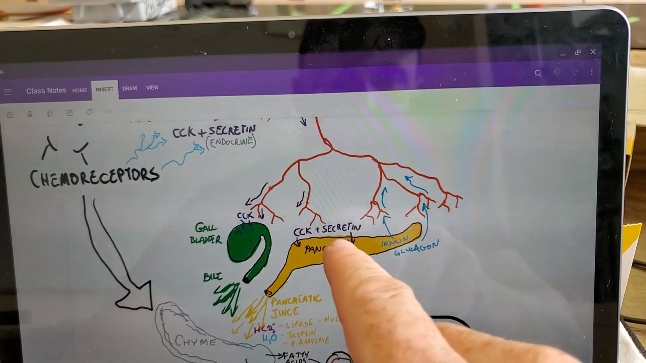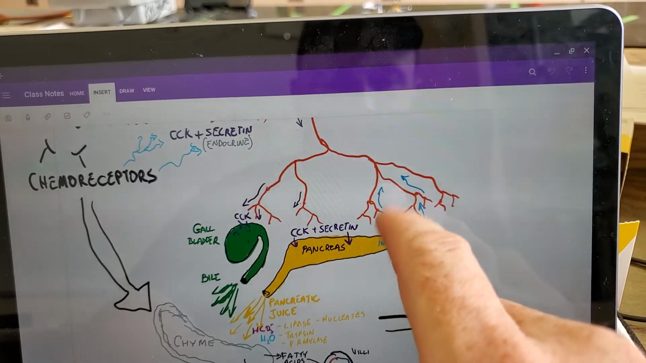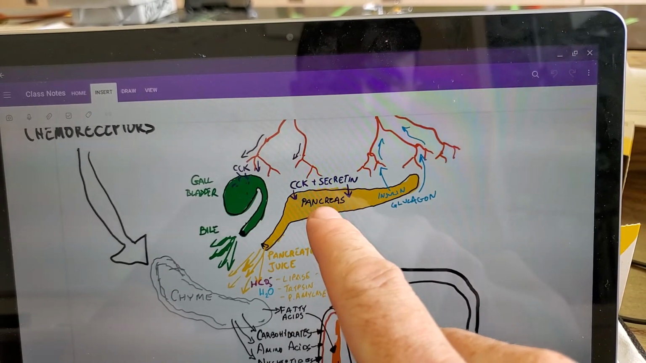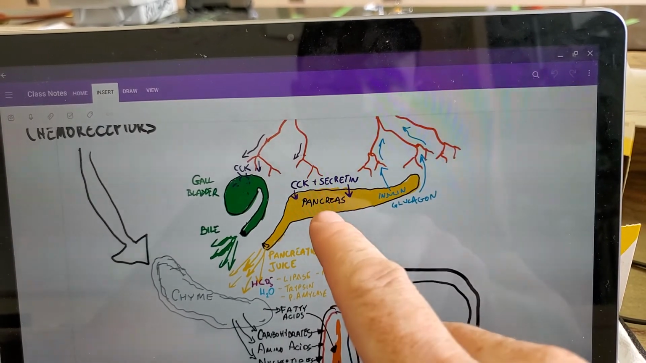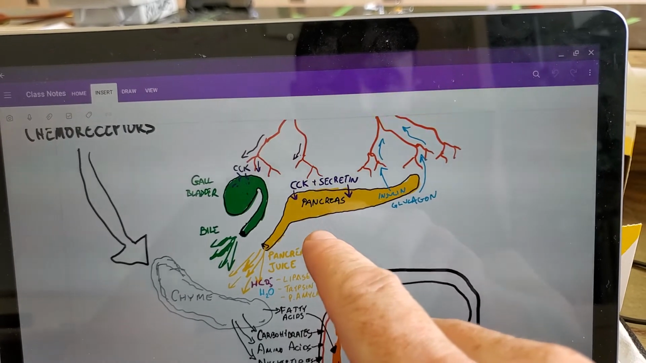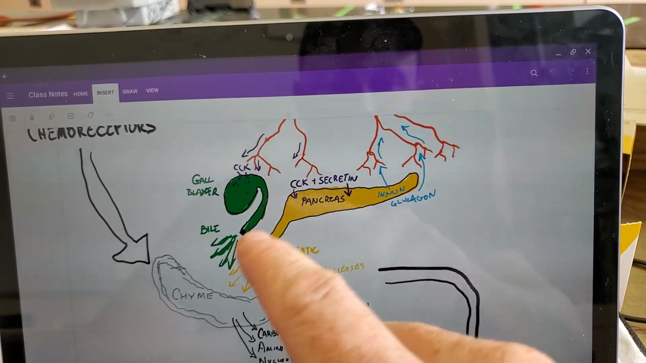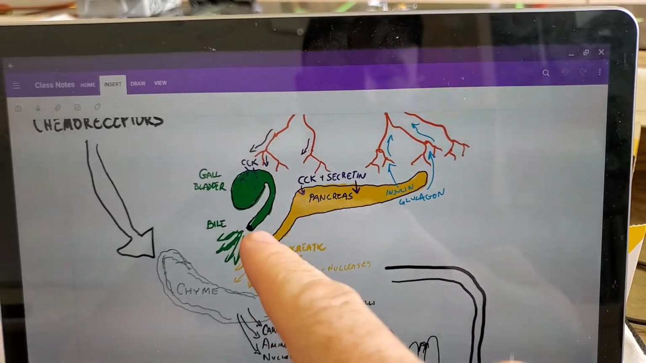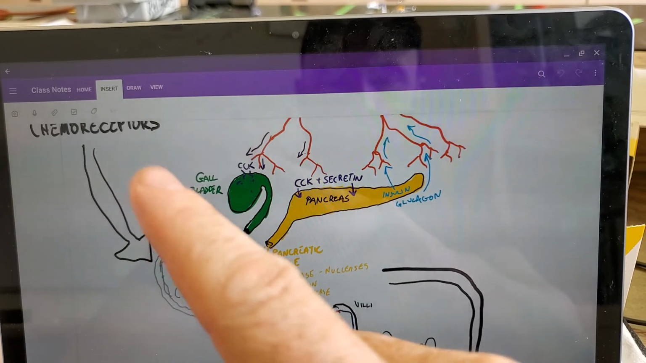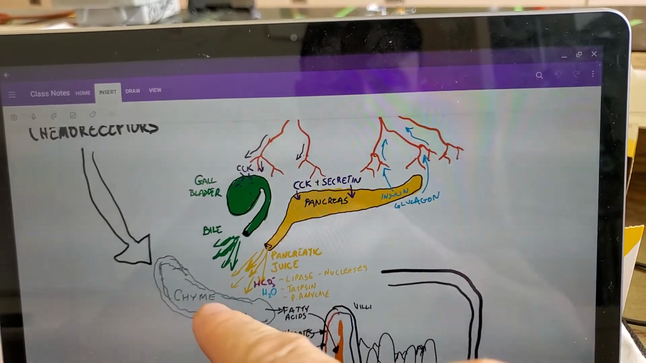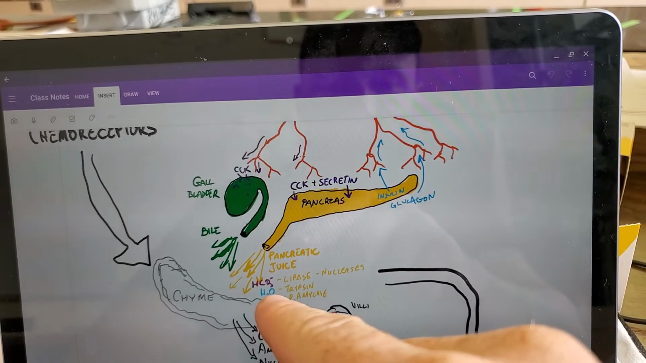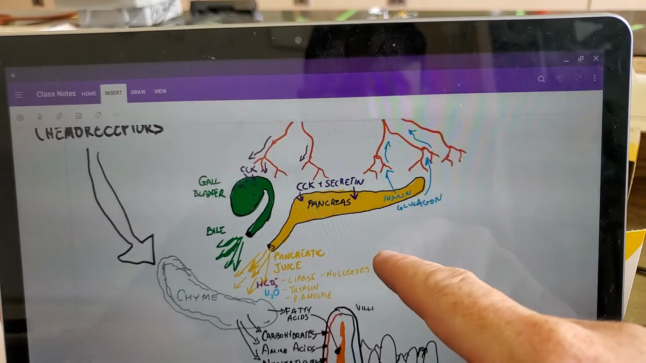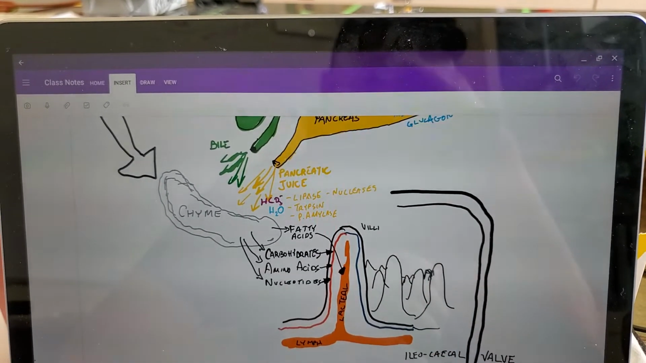And the CCK and secretin trigger the pancreas to secrete insulin and to secrete pancreatic juice. So the pancreas is both an endocrine gland and an exocrine gland. Also, the CCK has triggered the secretion of bile from the gallbladder. Bile is emulsifying the fats in the acid chyme, which is now turning into chyme because there is also bicarbonate in the pancreatic juice, which is neutralizing the acid and turning the acid chyme into chyme.